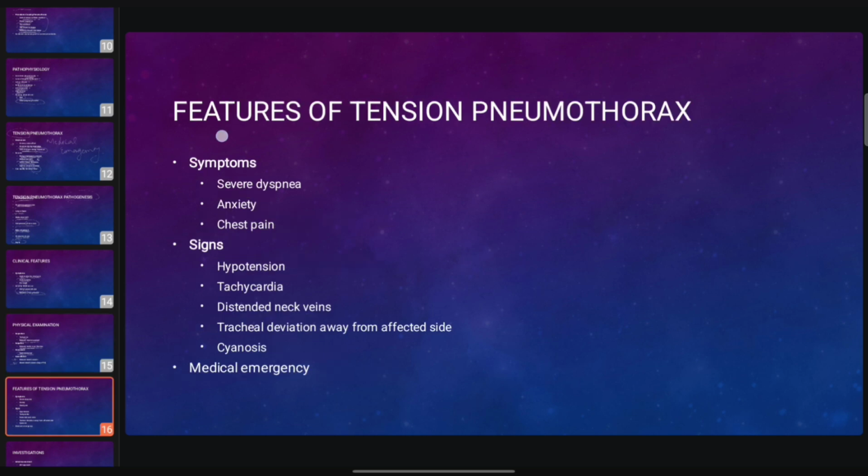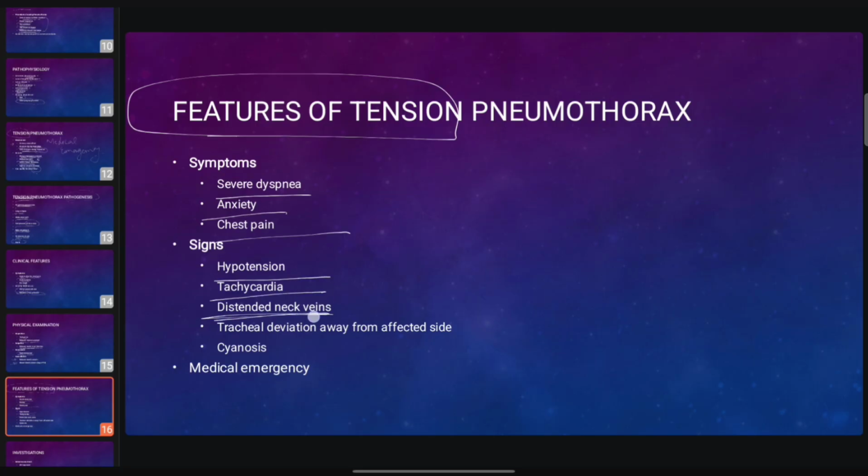So now we're talking about the features of tension pneumothorax. The symptoms are severe dyspnea, anxiety, chest pain. Signs include hypotension, tachycardia, distended neck veins, this is important, and tracheal deviation away from the affected side. These 2 points must be in your mind, and cyanosis, and it is a medical emergency.